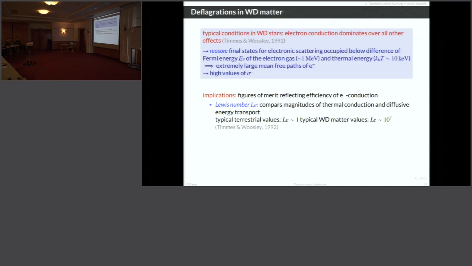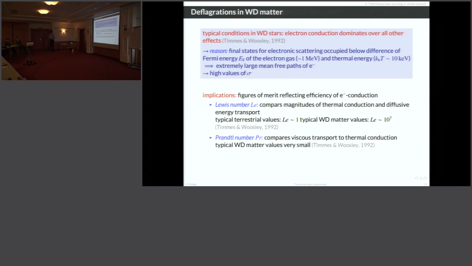So one of them is the so-called Lewis number. The Lewis number compares the magnitudes of thermal conduction and diffusive energy transport. For terrestrial combustion, one usually has Lewis numbers on the order of 1. For white dwarf matter, as we discussed, thermal conduction due to electrons is totally dominant, and therefore the Lewis number is very large. We typically have Lewis numbers of the order of 10^7 in white dwarf material.